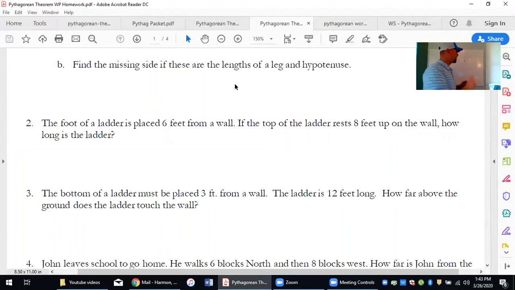Okay, the ladder is 6 feet up on the wall. So here's the ladder kind of going down. What I know is that's 6 feet up on the wall. Oh, I'm sorry, I read that wrong. It's 6 feet away from the wall, and it's 8 feet up on the wall. The question is, how long is the ladder?